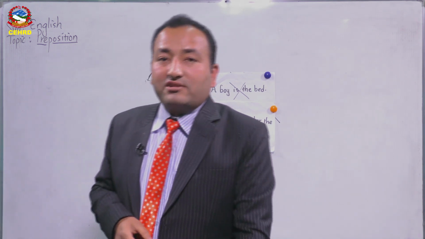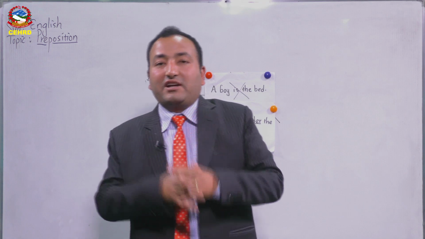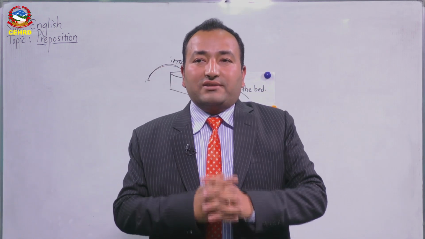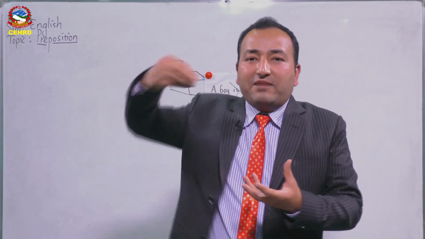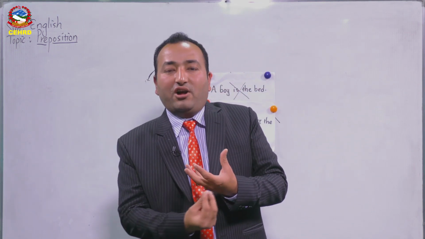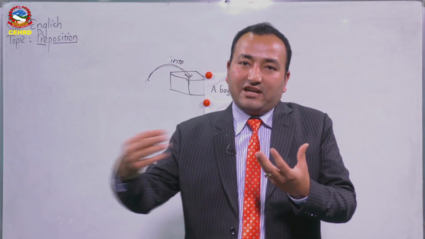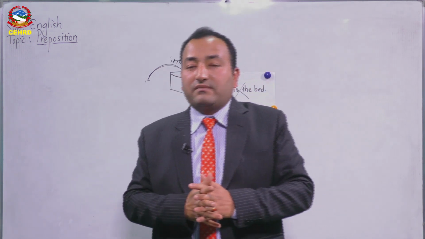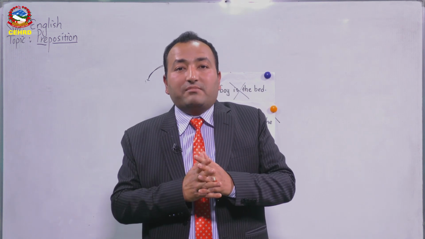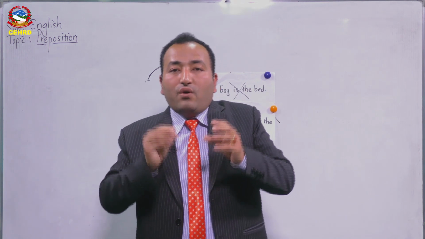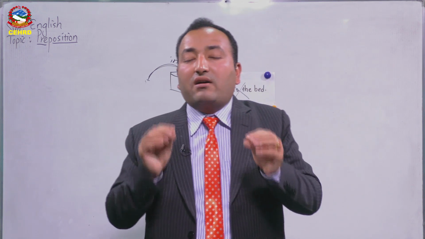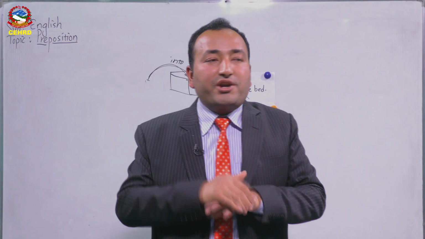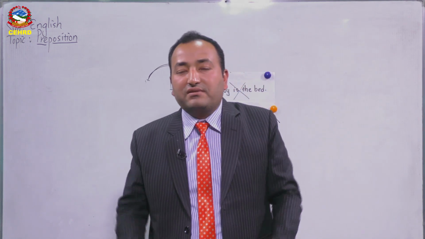It depends on what kind of situation you are describing, what kind of position. Sometimes the dog can be on the table, sometimes under the table, sometimes near the table. There can be various prepositions. But the fact is, we have to describe where the thing is, the position, the location, or sometimes direction.